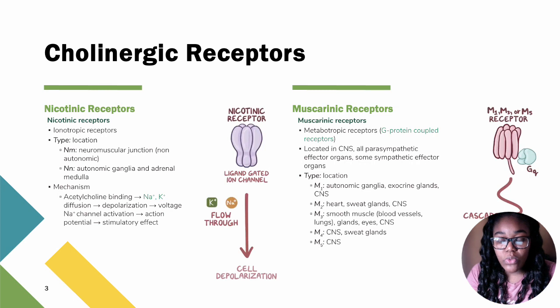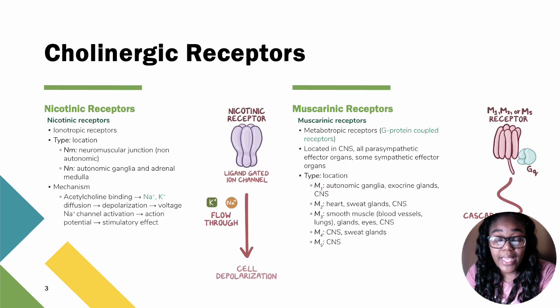When it comes to our muscarinic receptors, it's important to note that we have 5 different types of muscarinic receptors. And again, these receptors are stimulated by acetylcholine binding. But we do have 4 different types, and the types really depend heavily on the location. So M1 receptors, muscarinic 1 receptors, are normally located on your ganglia, exocrine glands, and the central nervous system.